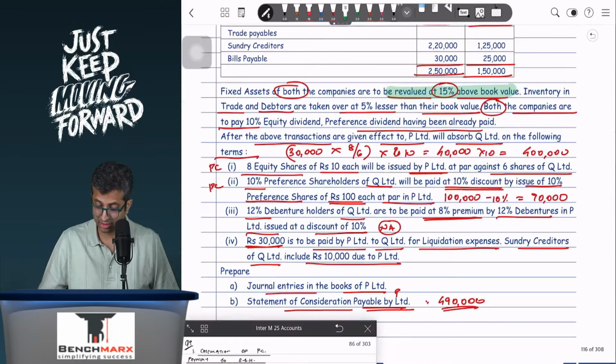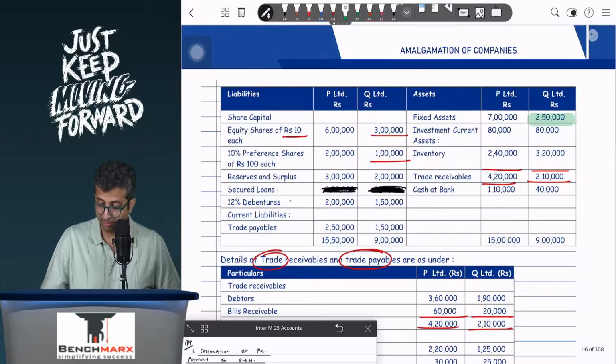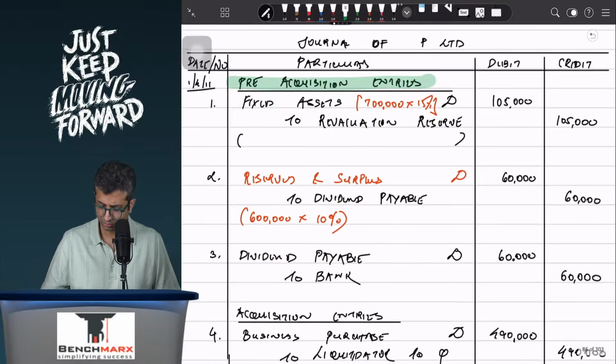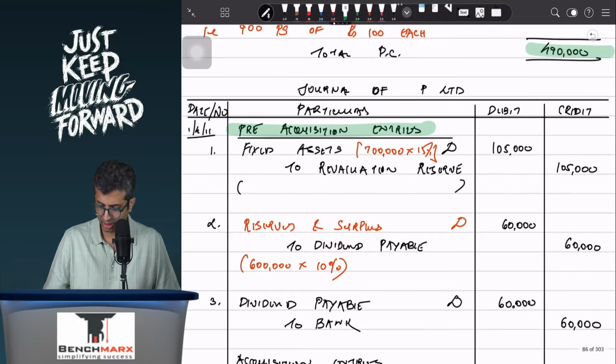Sorry, in whose books do we have to pass the entry? We have to pass entries in the books of P. In P's books there are 7 lakhs of fixed assets. 7 lakhs into 15% comes to 1,05,000. So this is 1,05,000.